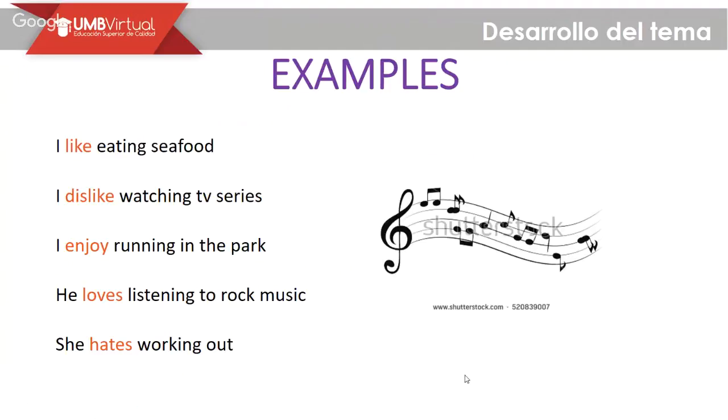When I take a shower, he loves listening to gospel music, for instance, and she hates when some people like him or something like that. Okay.